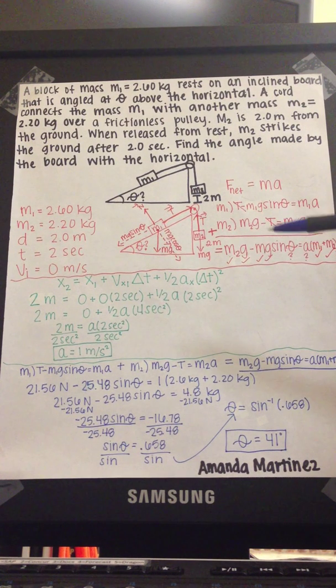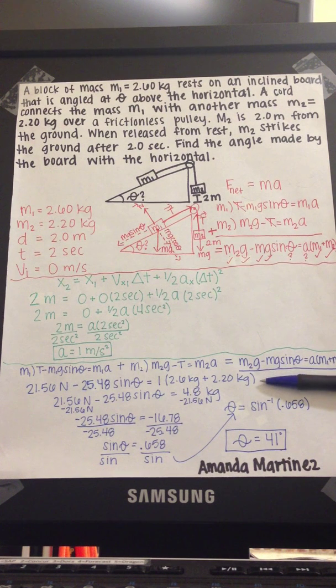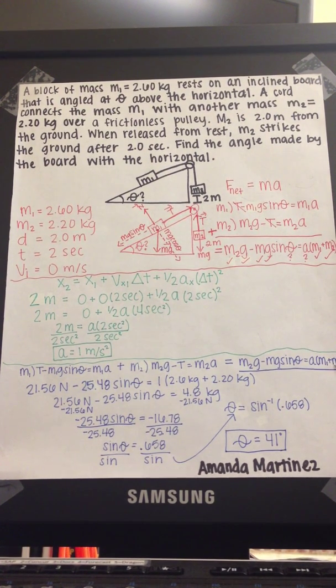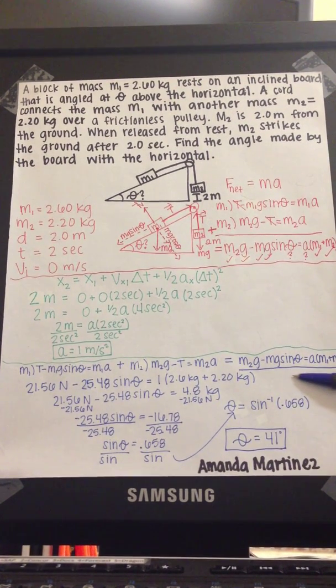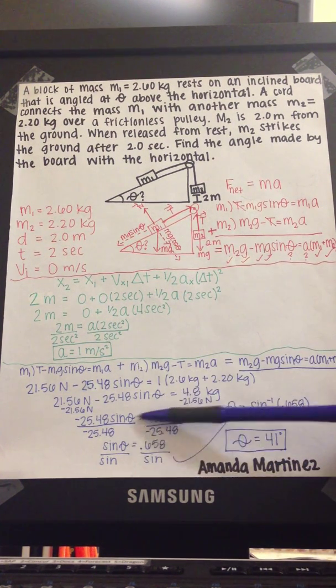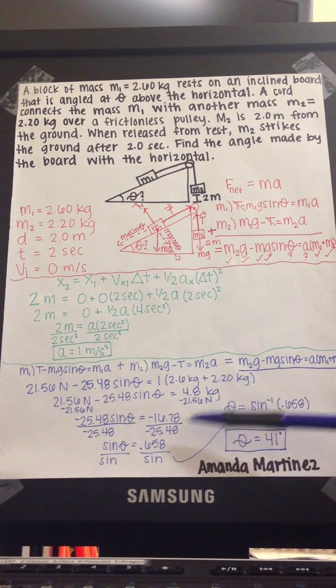Then after I got a, I went back to my first formula that I got from adding these two together, which was m2g minus m1g sine theta equals a times m1 plus m2. So now I have every value for each variable except for theta. So in order to find theta, I plug in all my values, and then I solve for theta, and you have to do sine inverse of this answer, 0.658, and you get theta equals 41 degrees.